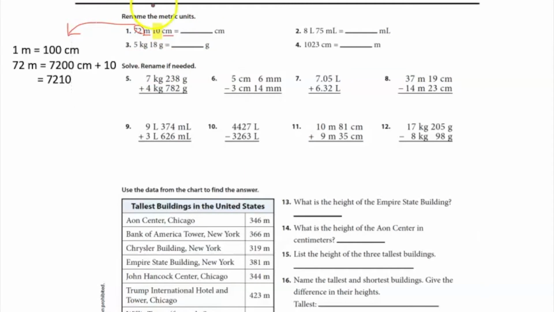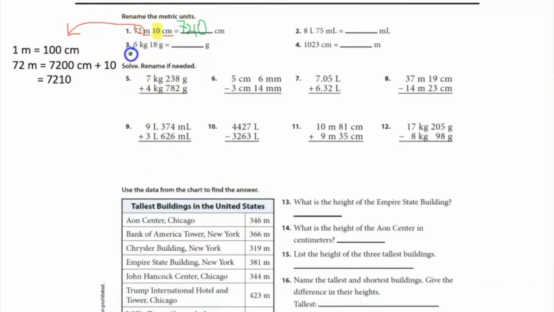So the answer is, let me write it with my pen, 7210. That'll be my first answer, right? Now what about number 3? I'm going to do the odd numbers with you, and then you can do the even numbers on your own.